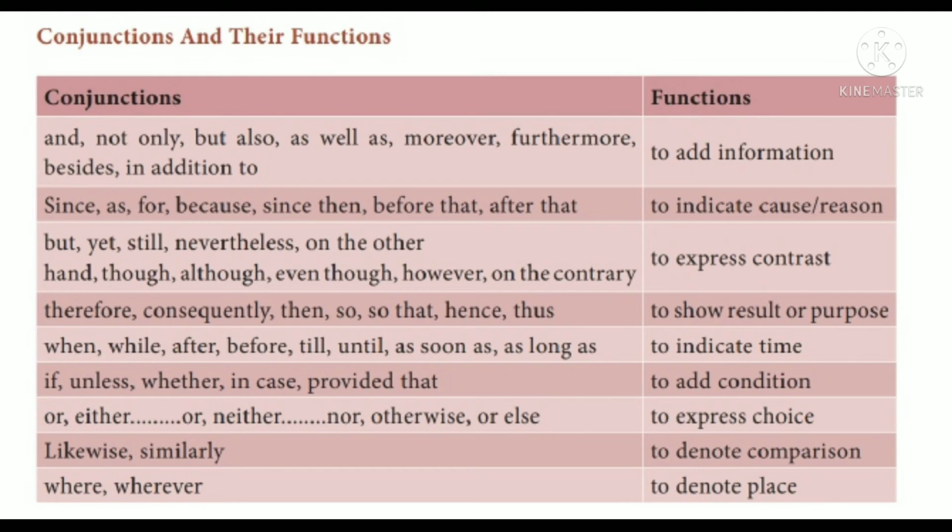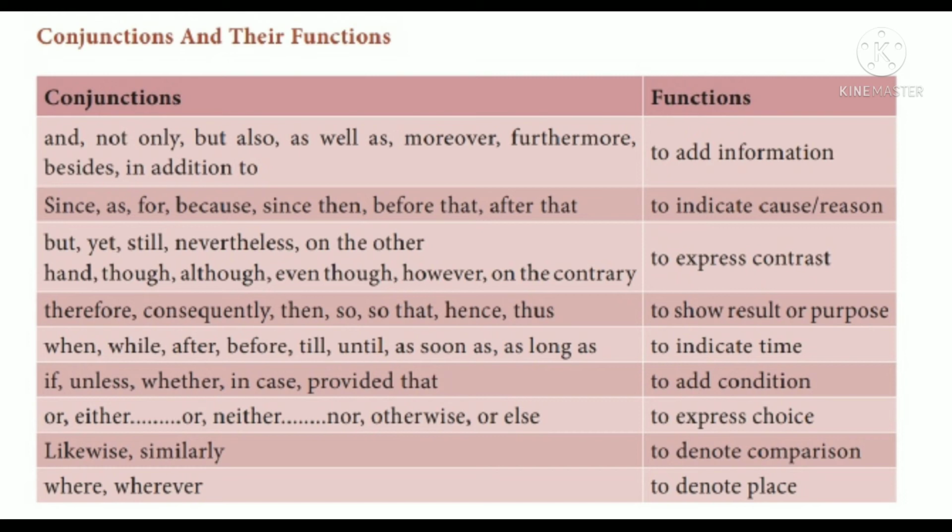Next one, to express contrast. Contrast means opposites, contrast views. But, yet, still, nevertheless, on the other hand, though, although, even though, on the contrary. So for expressing contrast we can use these conjunctions. Next one is to show the result or purpose. For this we can use therefore, consequently, then, so, so that, hence, thus.